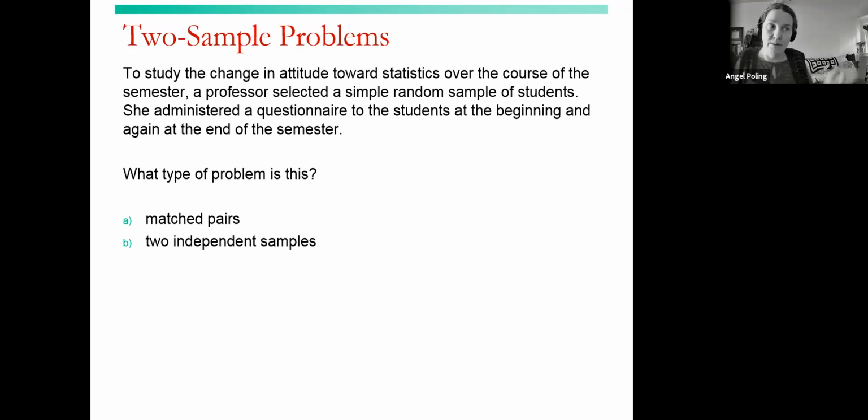The samples are about the same population. You're an individual in both of those samples and in both of those populations. You're asked something at the beginning of the class, and then you are asked something at the end of the class. So you're participating in both. You're forming a pair, so that's a matched pairs design.